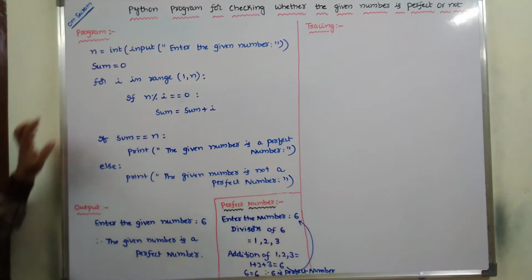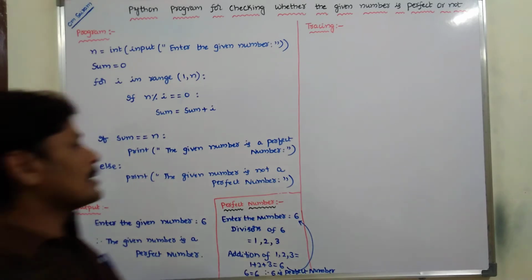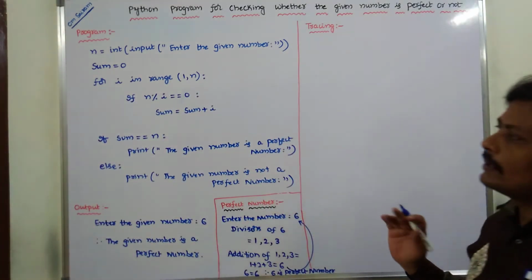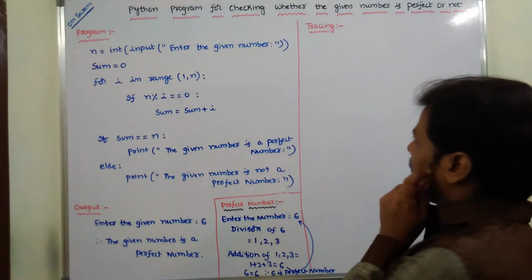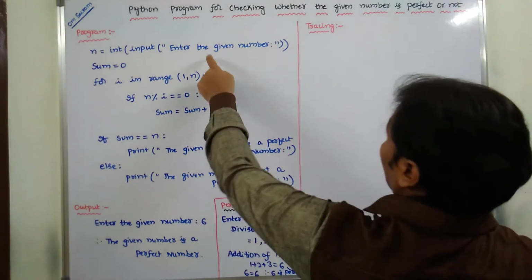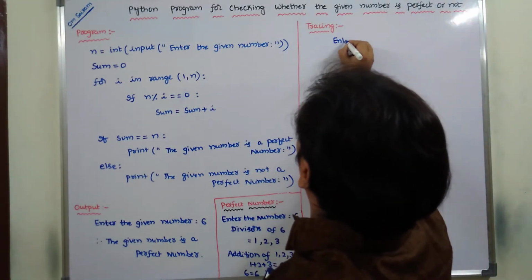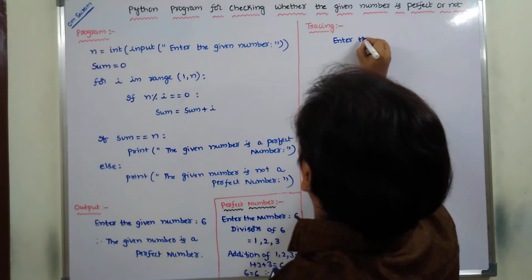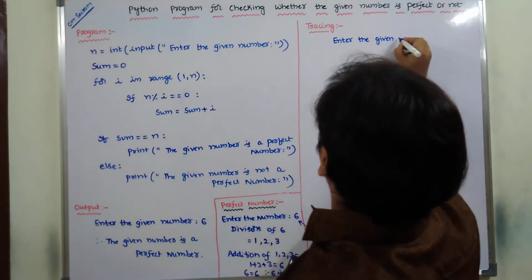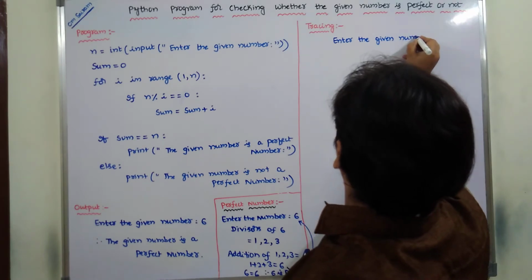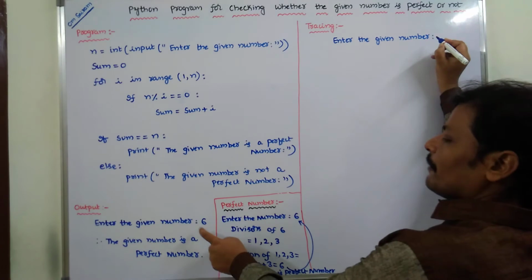So this is our program. Once I have written the program, I have to trace it. First, enter the given number. What is the number I am giving?